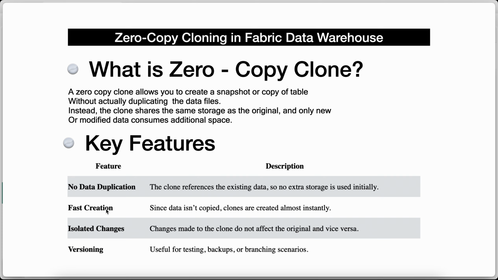Second is fast creation. Since data isn't copied, only metadata is copied, clones are created almost instantly. Third, isolated changes. Changes made to the clone or the original table do not affect the original or the clone table. Fourth is versioning, useful for testing, backup or branching scenarios.